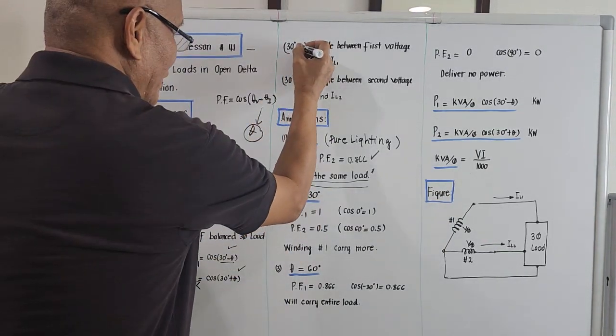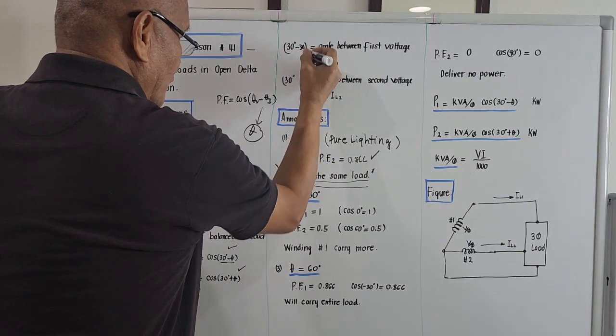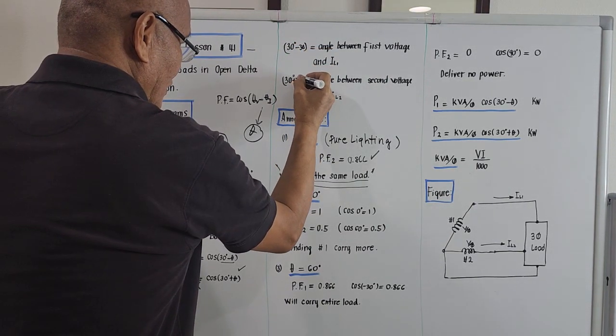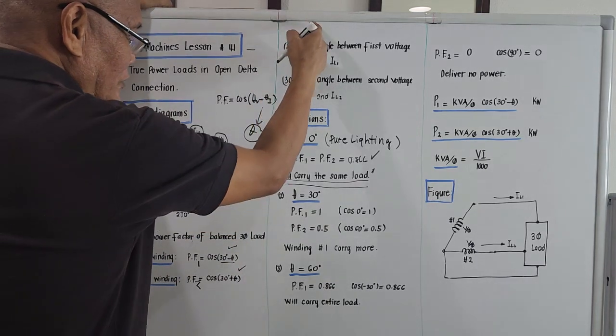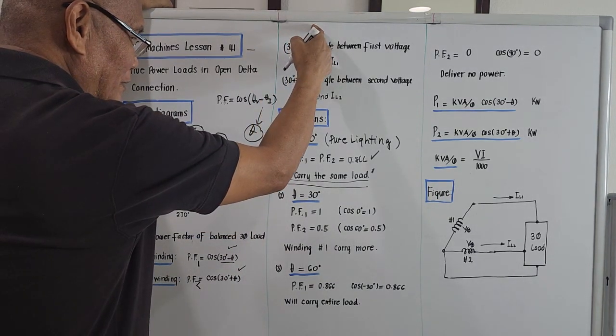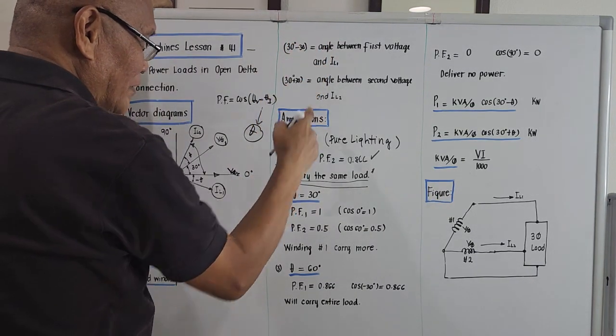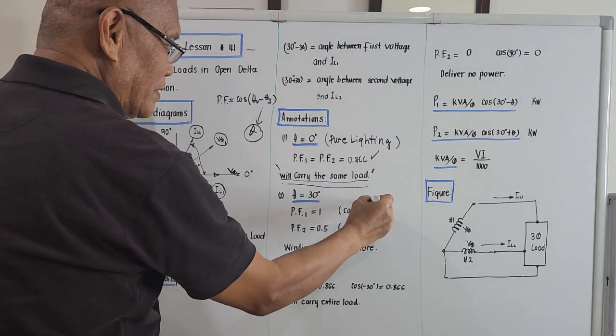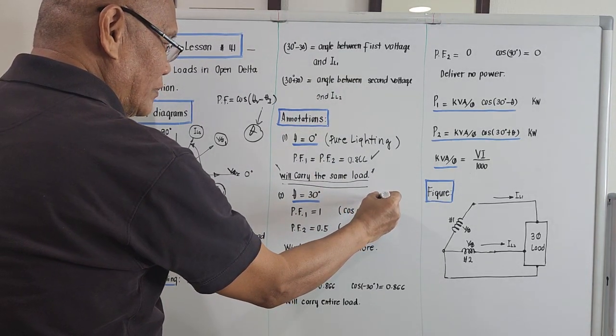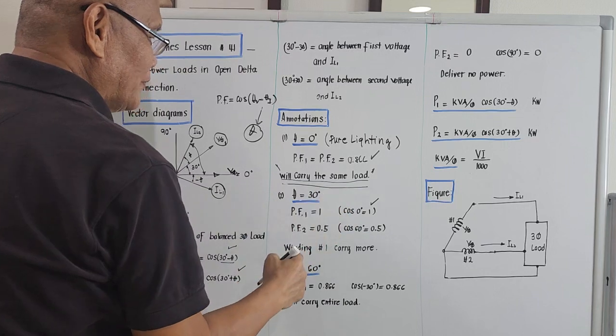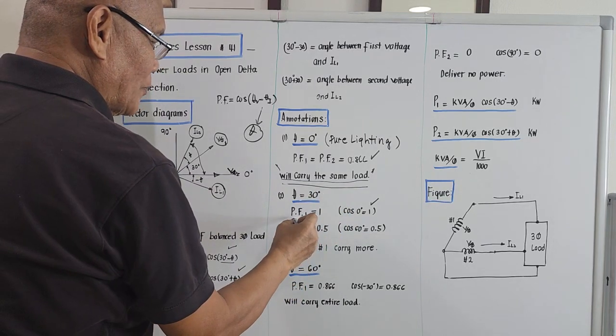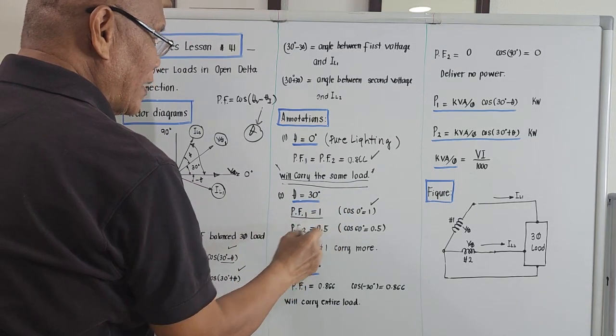So this will become minus 30 degrees. This is plus 30 degrees. So 30 minus 30, what will come out? It is 0, right? And what's the cosine of 0? It is 1. So when theta is 0 degrees, the power factor of number 1 winding will be 1.